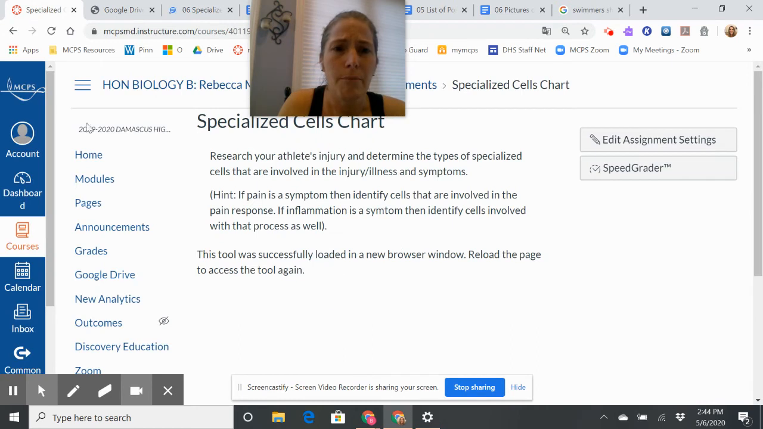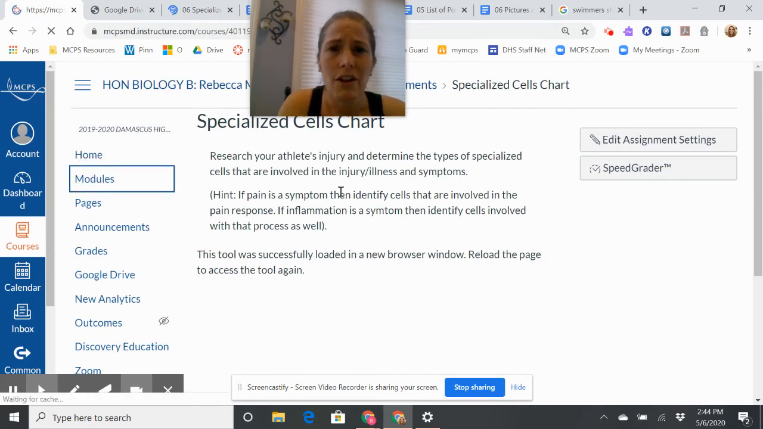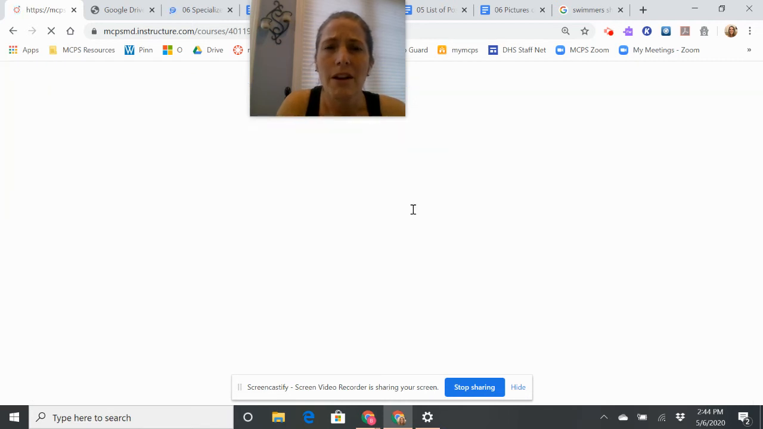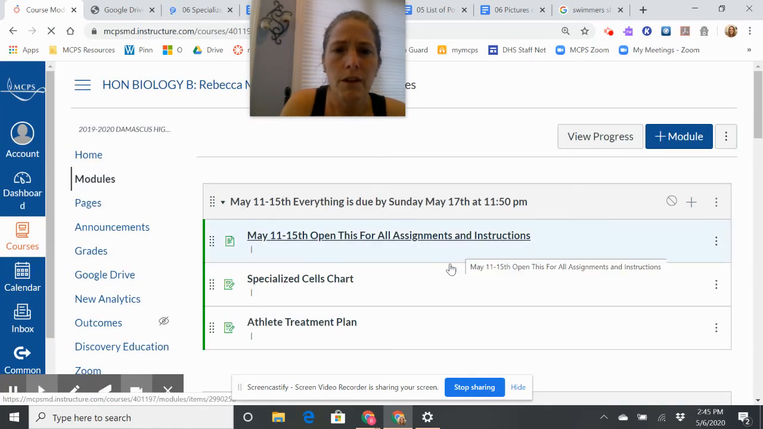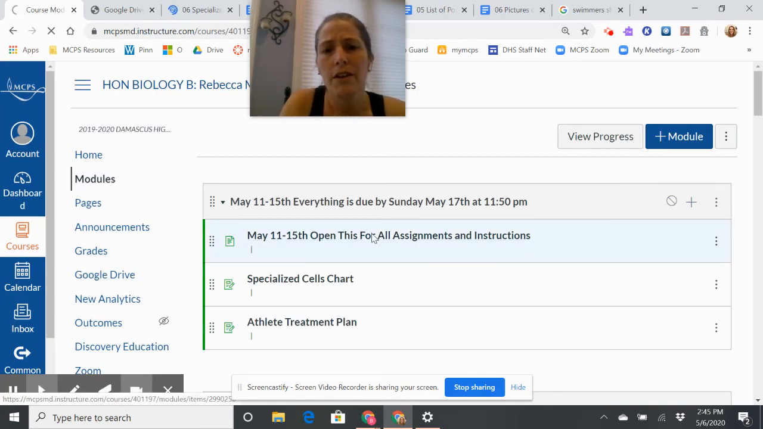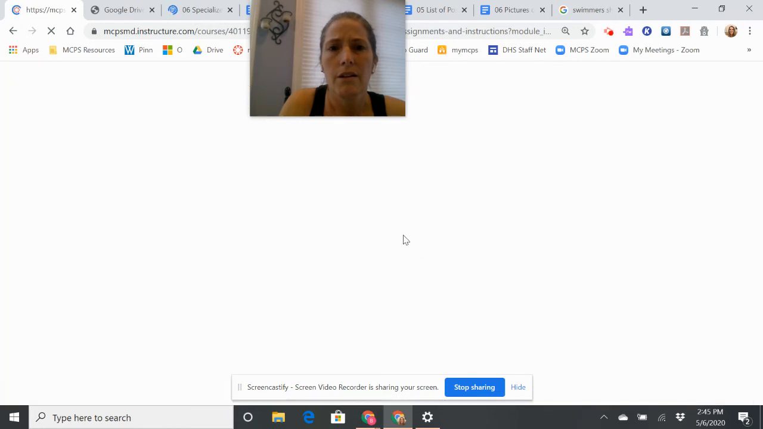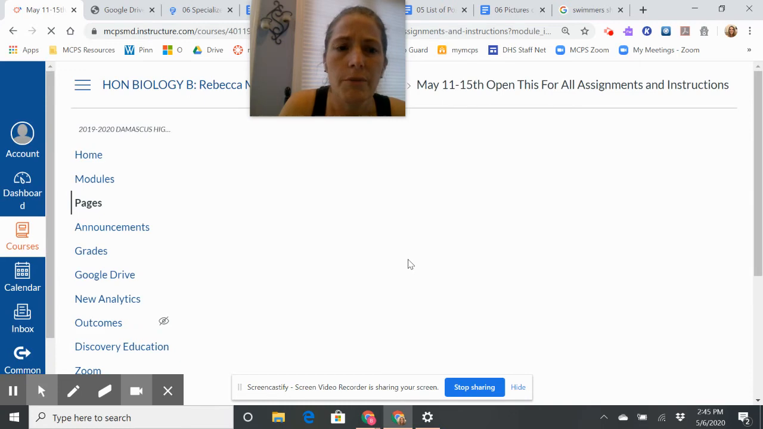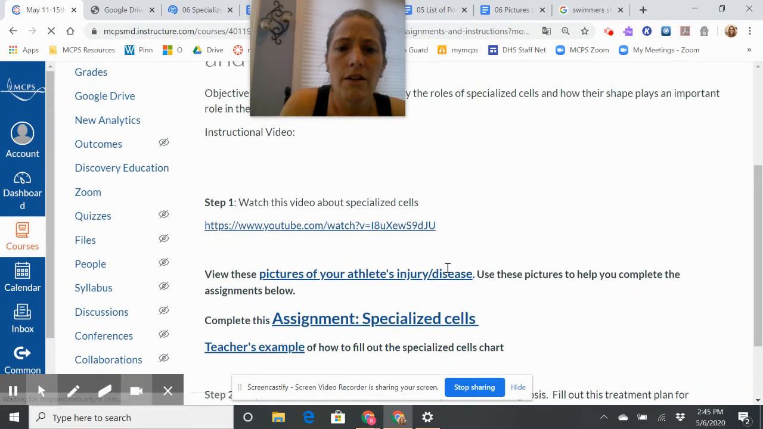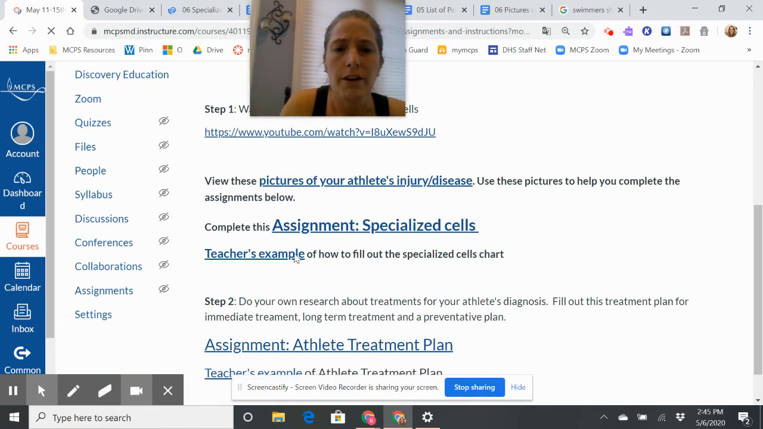I made you an example that says teacher's example, where I took my own athlete and I filled out the chart for her. So you can look at that teacher's example to see how you should fill out the chart. The teacher's examples are all at the top of the page. Sorry, my computer's a little bit slow. If you're looking for the teacher's example, it's right here.